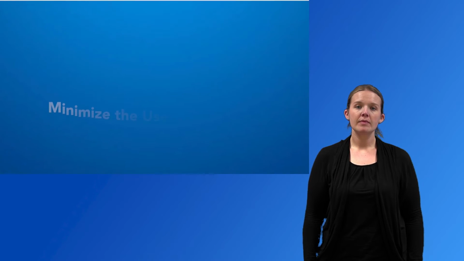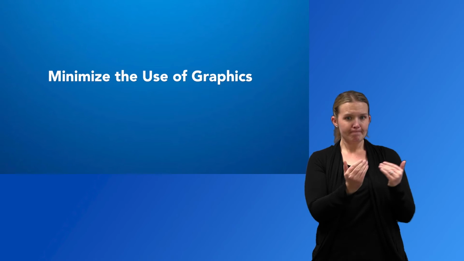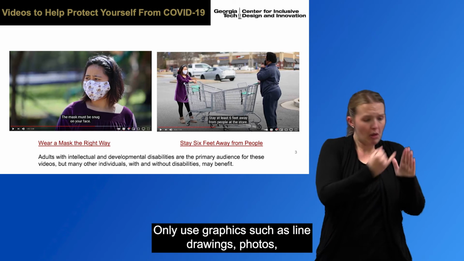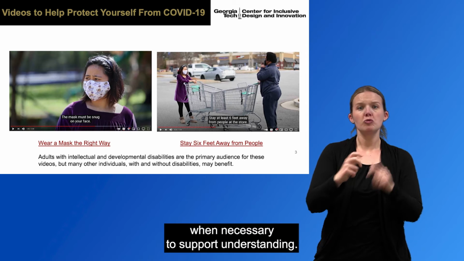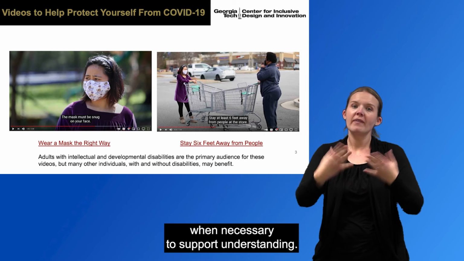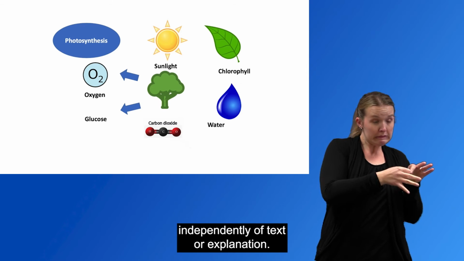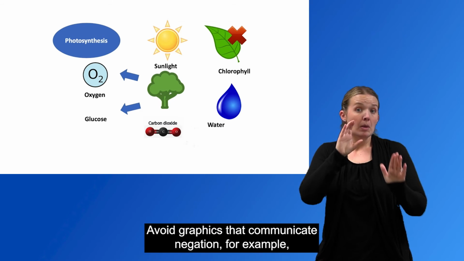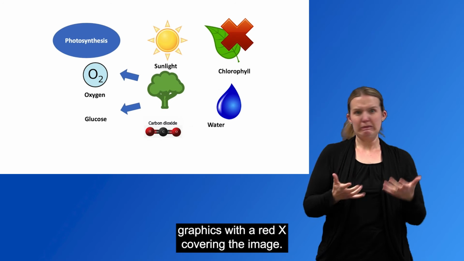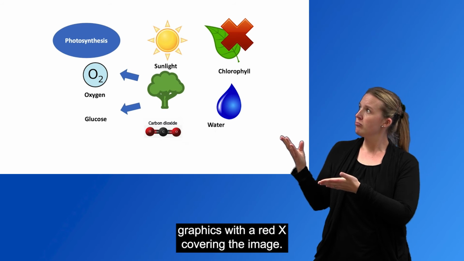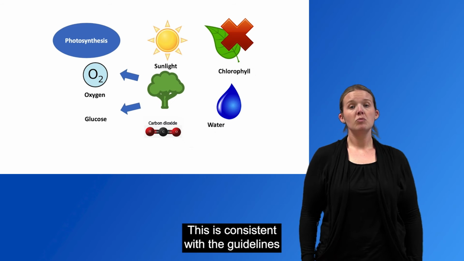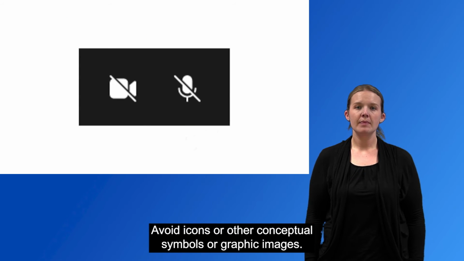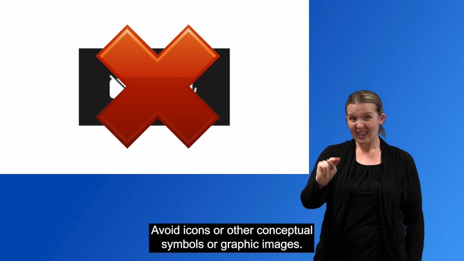Minimize the use of graphics. Only use graphics such as line drawings, photos, or full-color images when necessary to support understanding. Select graphics that can be understood independently of text or explanation. Avoid graphics that communicate negation, for example, graphics with a red X covering the image. This is consistent with the guidelines to avoid negation in the text. Avoid icons or other conceptual symbols or graphic images.